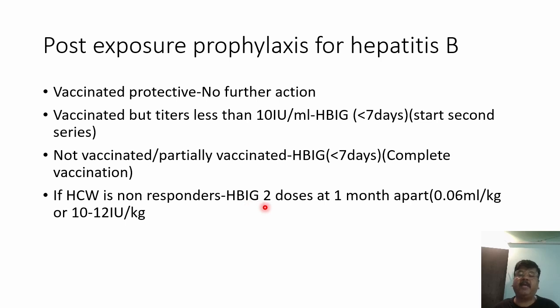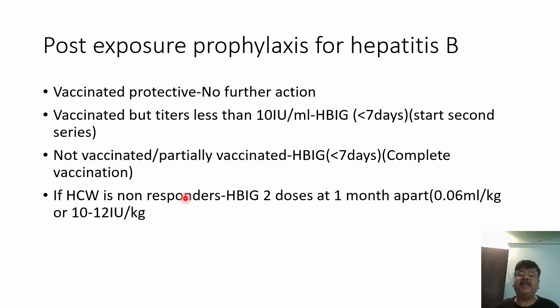a type of passive immunity. So two doses are given 1 month apart, 0.06 ml per kg or 10 to 12 international units per kg. So this is given. So what do you mean by non-responder? Non-responders are those healthcare workers who are immunized with hepatitis B vaccine, two series of vaccination.